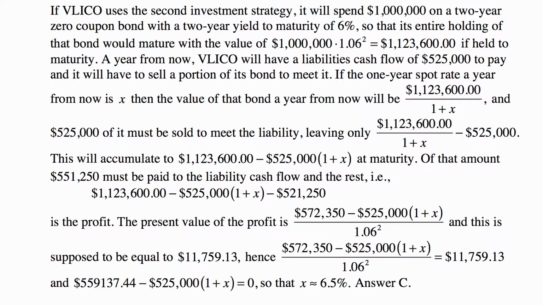The present value of the profit, though, has to be calculated because we calculated the present value for the other strategy. And so we discount at 6%, which is the current 2-year spot rate, to discount the cash flow at time 2. And this is supposed to be equal to the profit that we calculated for the first strategy. So we set this equal to the other amount. This is now an equation with only one unknown X, and we solve it. And X comes out to be about 6.5%. That is answer C.